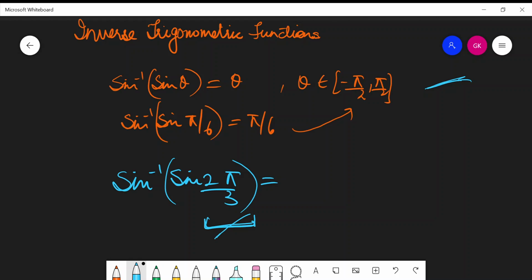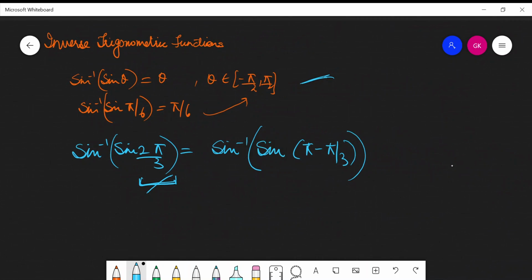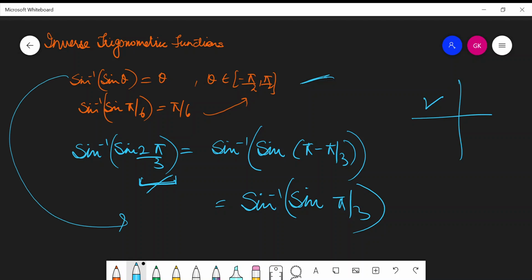So it means you have to change 2 pi by 3. Now how can you change 2 pi by 3? You can write this as sine inverse of sine of pi minus pi by 3. Now sine of 180 minus theta lies in the second quadrant where sine is positive, so you can change it into sine pi by 3. Is the formula applicable here now? Look at pi by 3. Pi by 3 means 60 degrees, which lies in this range. So you can write it as sine inverse of sine pi by 3, which means it will be pi by 3. So the answer is pi by 3.